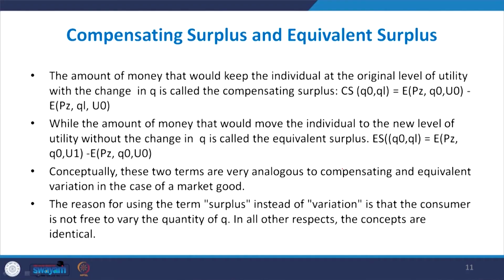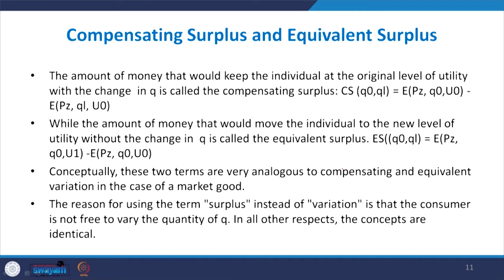While the amount of money that would move the individual to the new level of utility without change in Q is called equivalent surplus. So, equivalent surplus means environmental quality may not improve, it remains the same, but utility may increase. So, how much money is required for the consumer to reach the higher level of utility without change in the environment is called equivalent surplus, and that is represented by the equation. Equivalent surplus is equal to, when Q0 or Q1 are the two levels, the expenditure function of PZ, Q0, U1.